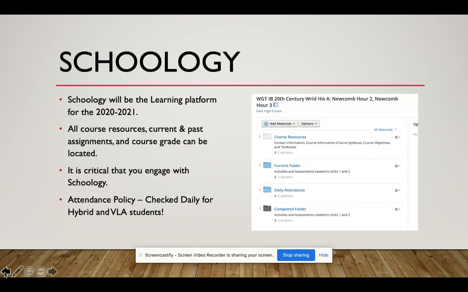Schoology will be the learning platform for 2020-2021. So this is something that your student has engaged in past school years. All course resources, current and past assignments, course grade, all that can be located on the Schoology page. So it's very critical that you engage in Schoology. There will be daily attendance, and so it's very important that the hybrid and the VLA students look at the daily attendance. There might be a question, a form to be filled out, something that they need to engage in. So it shows that they have logged in and they have done coursework that particular day.